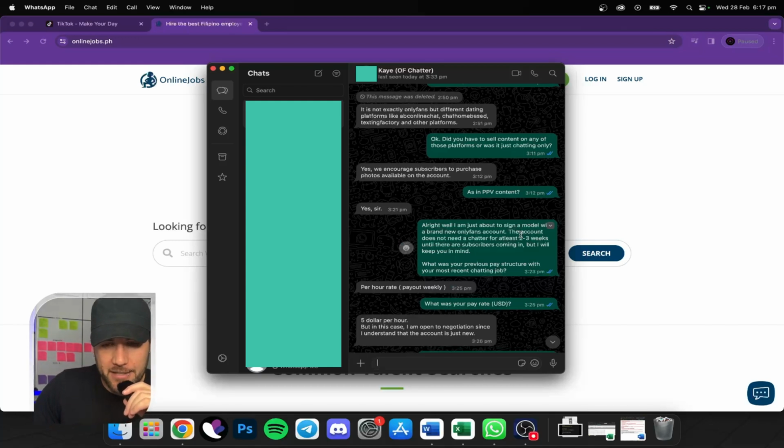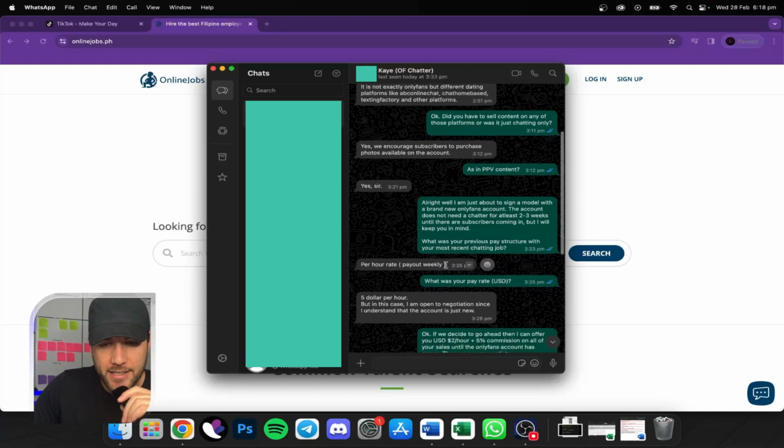So I'm just doing the same thing here with this chatter. So look, it won't be 3 weeks, but as I said, I'm just lowering expectations, because then if they're going to wait 3 weeks, then that's another plus, because you'll end up hiring them within 2. So anyway, what was your previous pay structure? Hourly rate. I was hoping she would just say flat out what the hourly rate was, but no worries. Per hour rate, payout weekly.